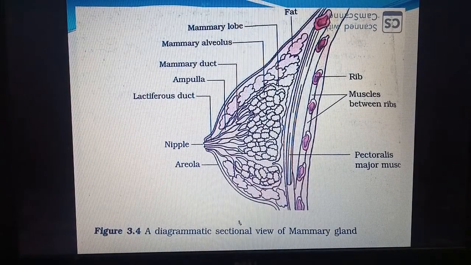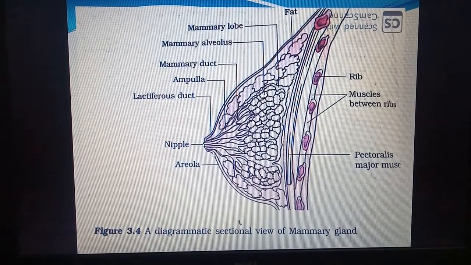Here we can see a mammary gland. The mammary gland is made up of fatty tissue. It has many mammary lobes. Each mammary lobe has alveoli, or many bag-like structures. These alveoli open through mammary ducts. Mammary ducts finally open into the ampulla, a broad part, which again combines to form the lactiferous duct through which milk is sucked out.